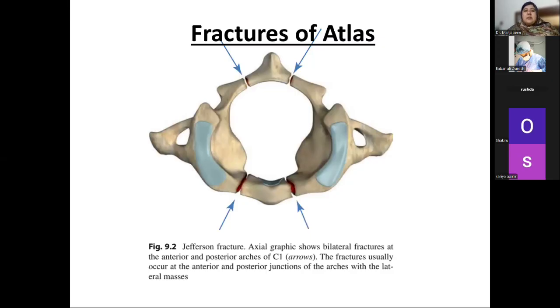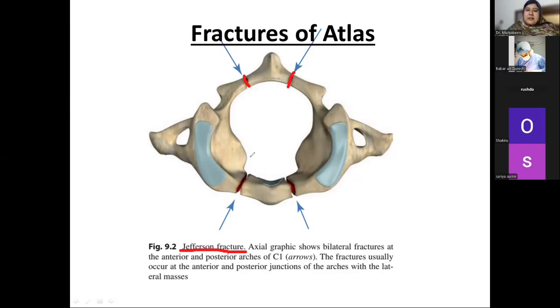As was discussed in great detail by Dr. Babar, the atlas doesn't have a body. It has an anterior arch and a posterior arch. So any fracture of the atlas is called a Jefferson fracture. Okay, they are known as Jefferson fractures. Here it is, Jefferson fracture. So the Jefferson fractures are nothing but the fractures of the atlas.